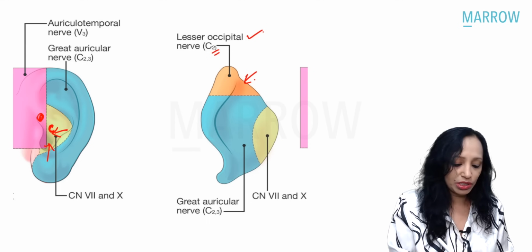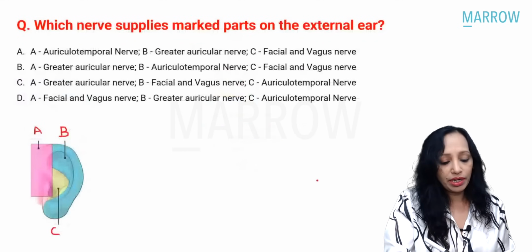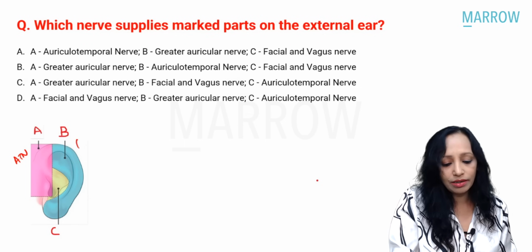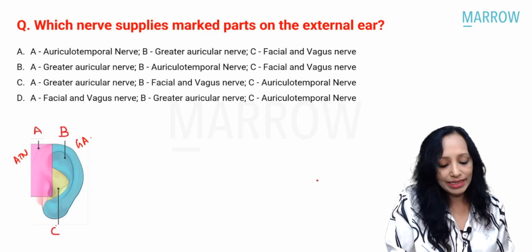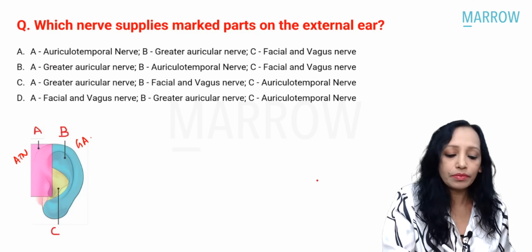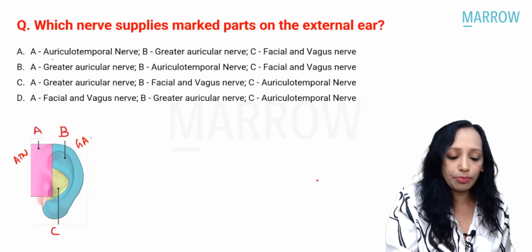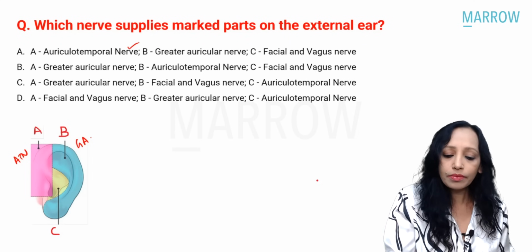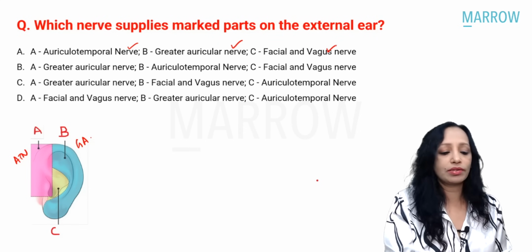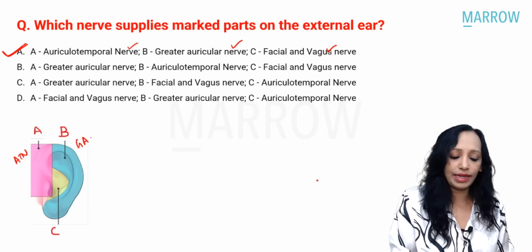So this time it was a very direct question. Here, what is A? This is the auriculotemporal. B is the greater auricular. And C is the vagus along with the facial. Let us see the choices. The first choice: A is auriculotemporal, B is greater auricular, C is facial and vagus. So we have the answer in the first choice itself. The answer is A.